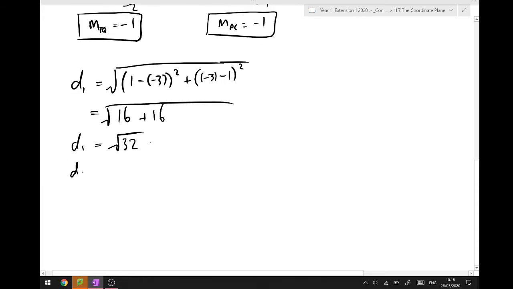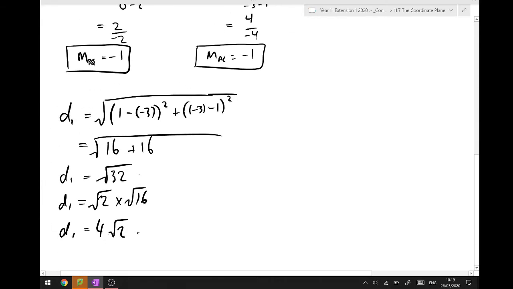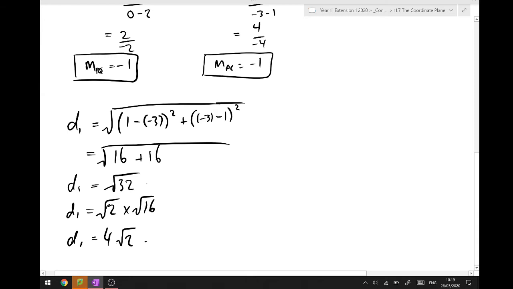Now let's simplify it a bit so that it's easier for us to look at. Well, we've got 2 16s, so this is the same as the square root of 2 times the square root of 16. So that means the first distance is equal to 4 lots of root 2. Hopefully, that one should be double, so for our other one we should have half of that. So hopefully we'll have 2 root 2.